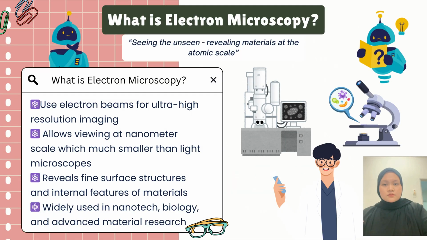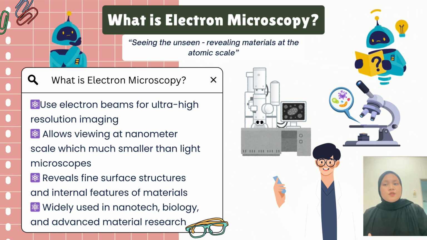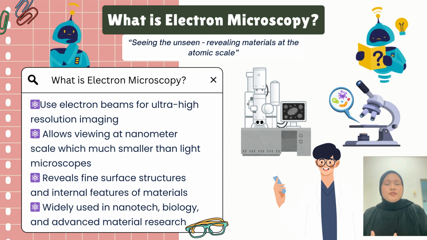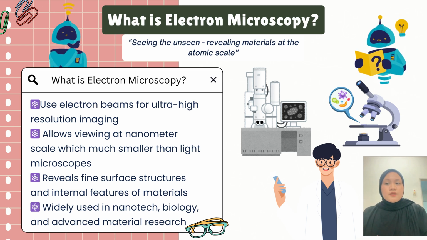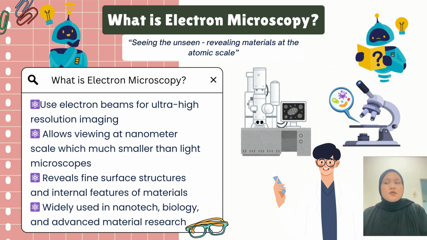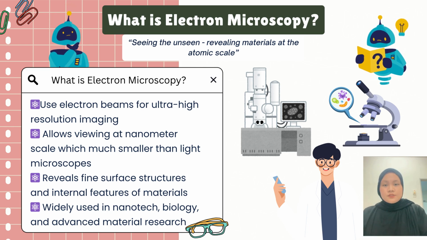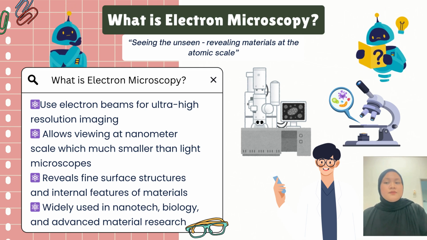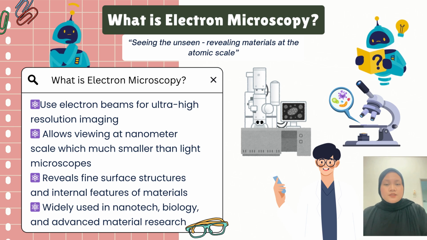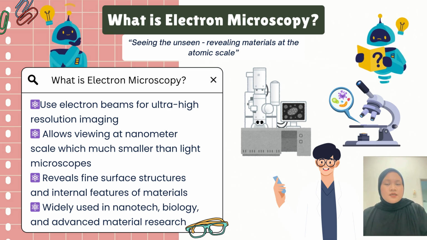With this technology, scientists can observe extremely fine surface details and even internal structures of a material. This is especially useful when analyzing nanomaterials, biological samples, or advanced electronics. Electron microscopy is now considered a standard in many modern research labs, especially in fields like material science, nanotech, and biomedical imaging.